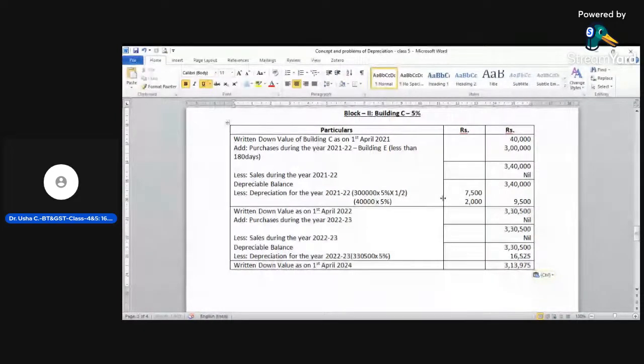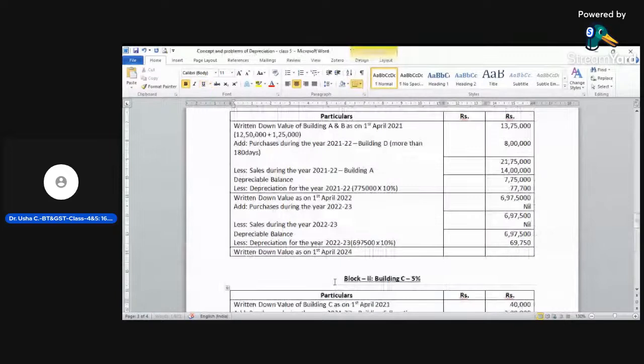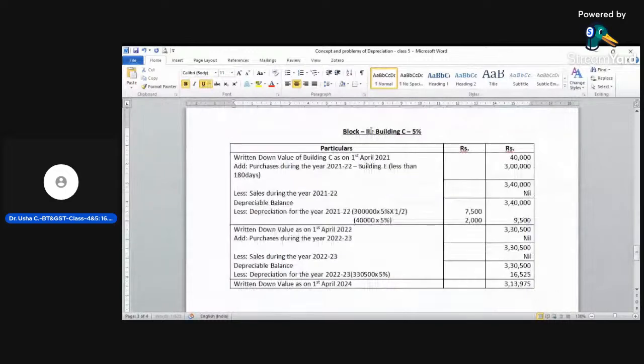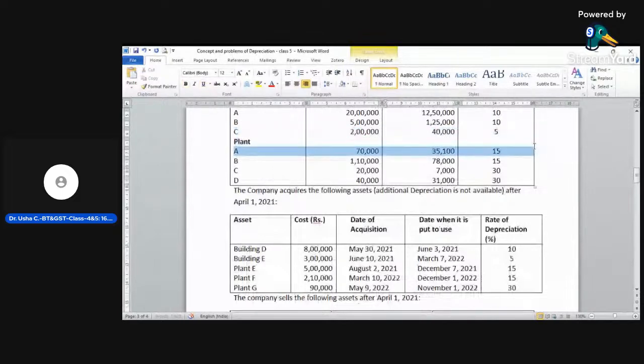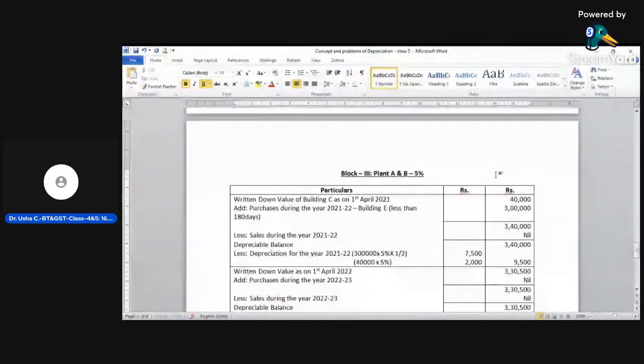Now, block 3. Block 3 is plant, and the plants are A and B. The rate of depreciation is 15%. Plants A and B belong to one block of assets at 15%, and block C and D is 30%. So block A and B, 15%.